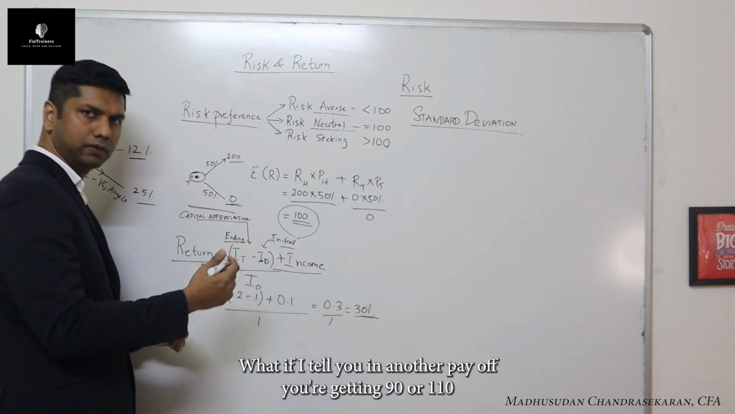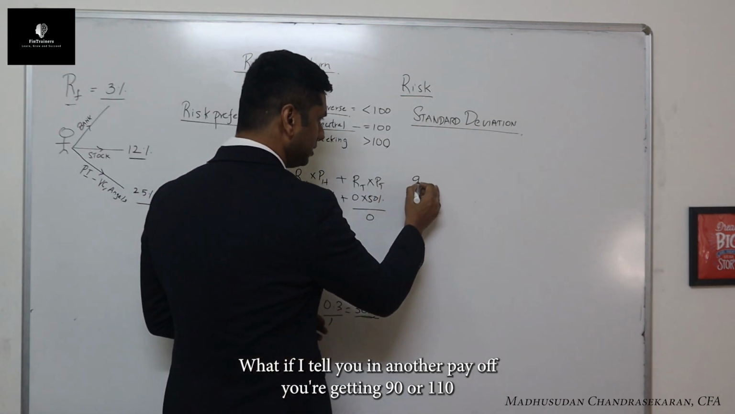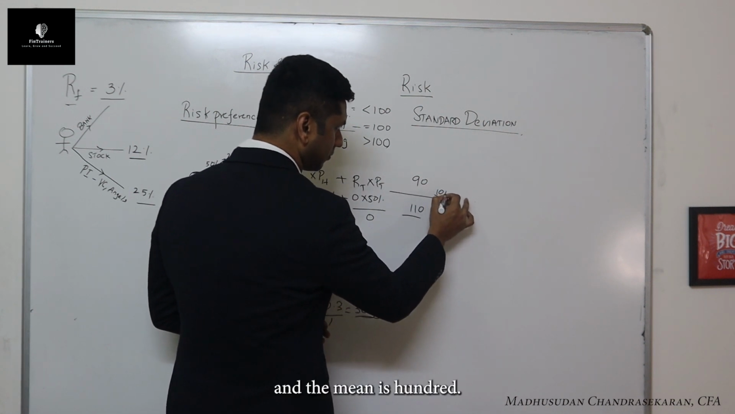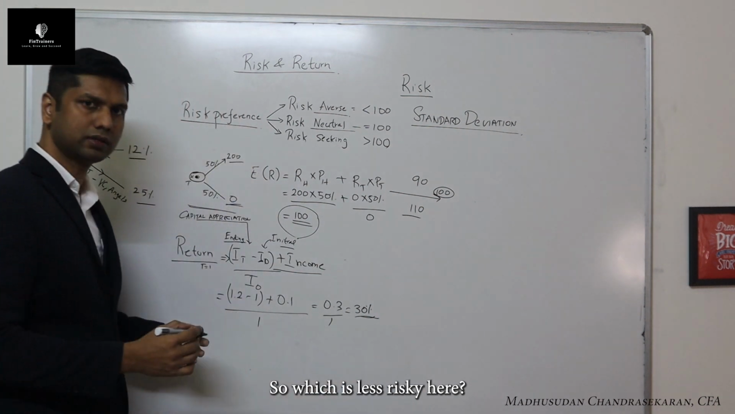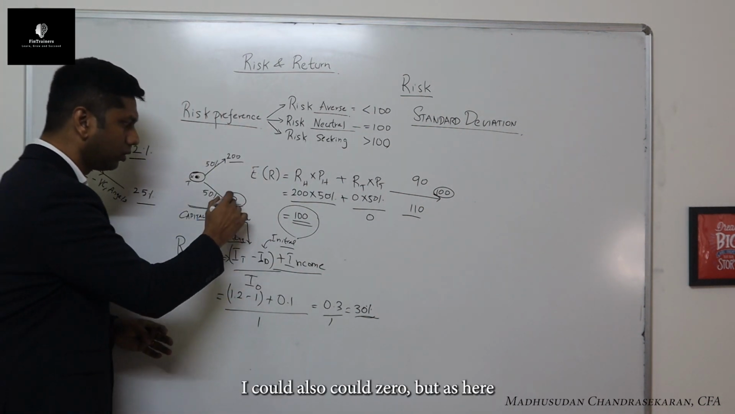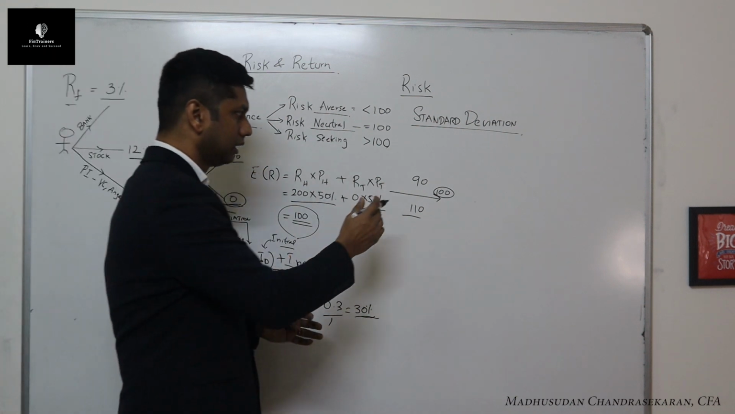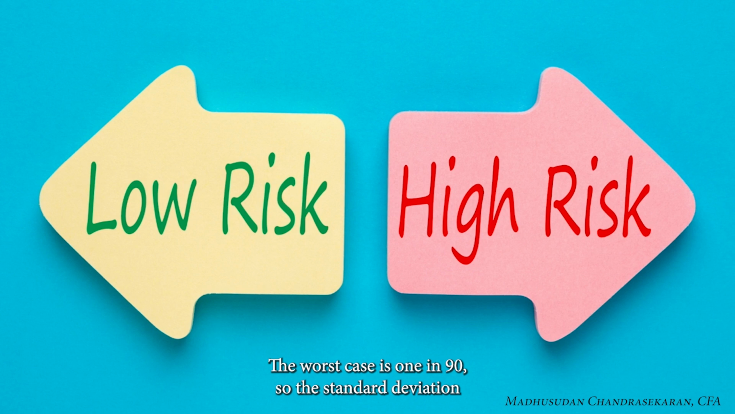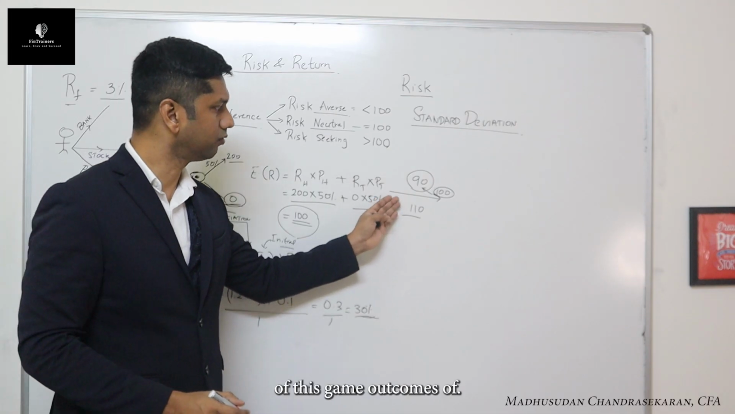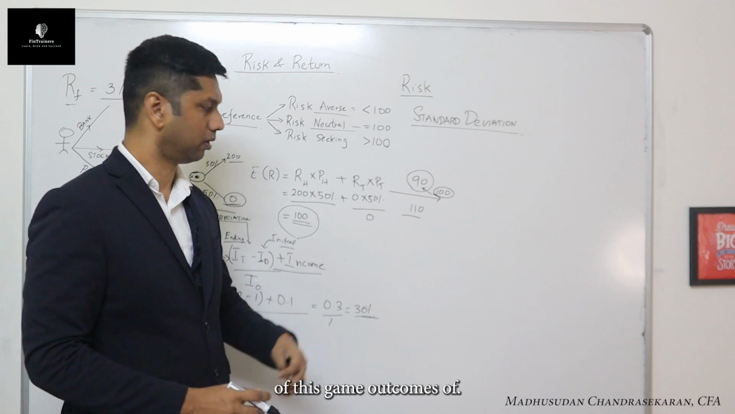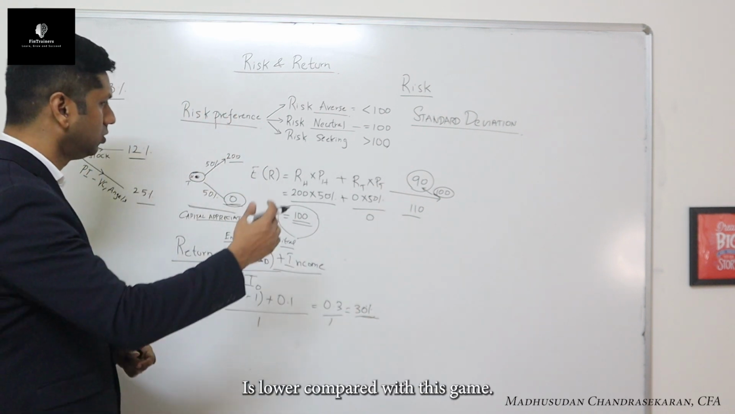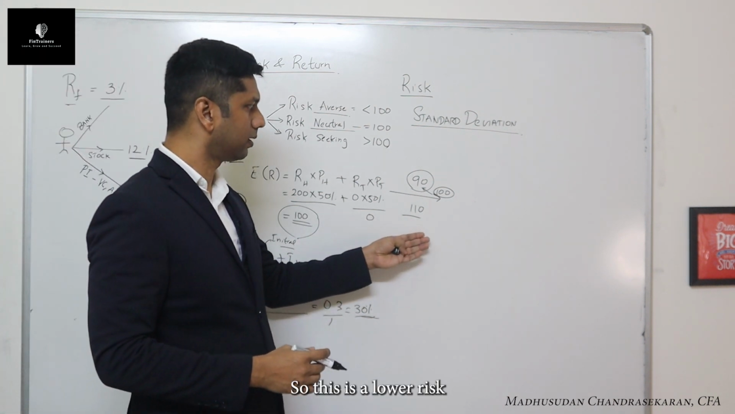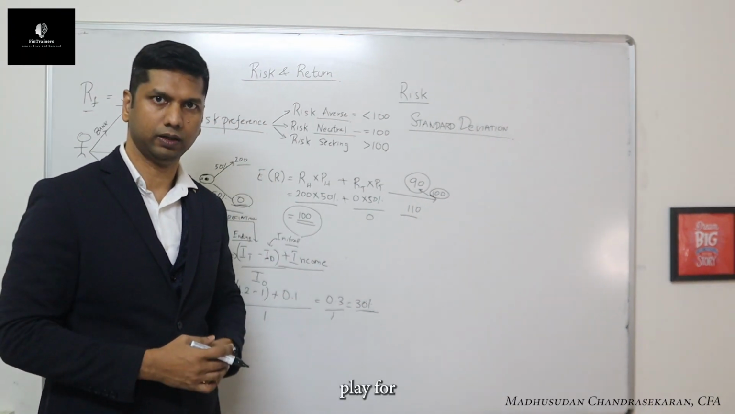What if I tell you in another payoff, you're getting 90 or 110, and the mean is 100? So which is less risky? Here my risk is more, I could also get 0, whereas here the outcomes are going to be closer to the mean. The worst case is only 90. So the standard deviation of the outcomes of this game is lower compared to this game. So this is a lower risk play for me.